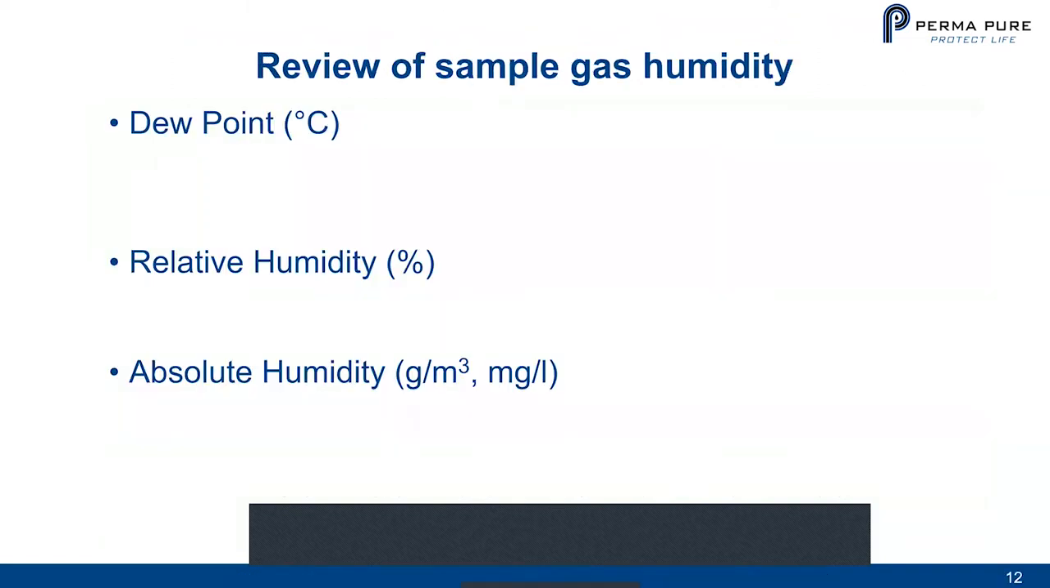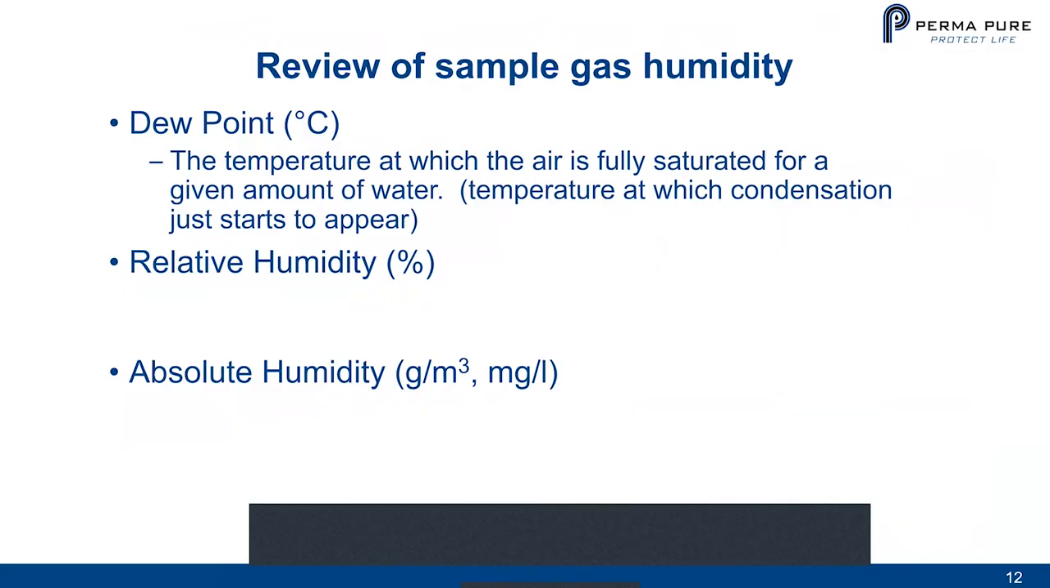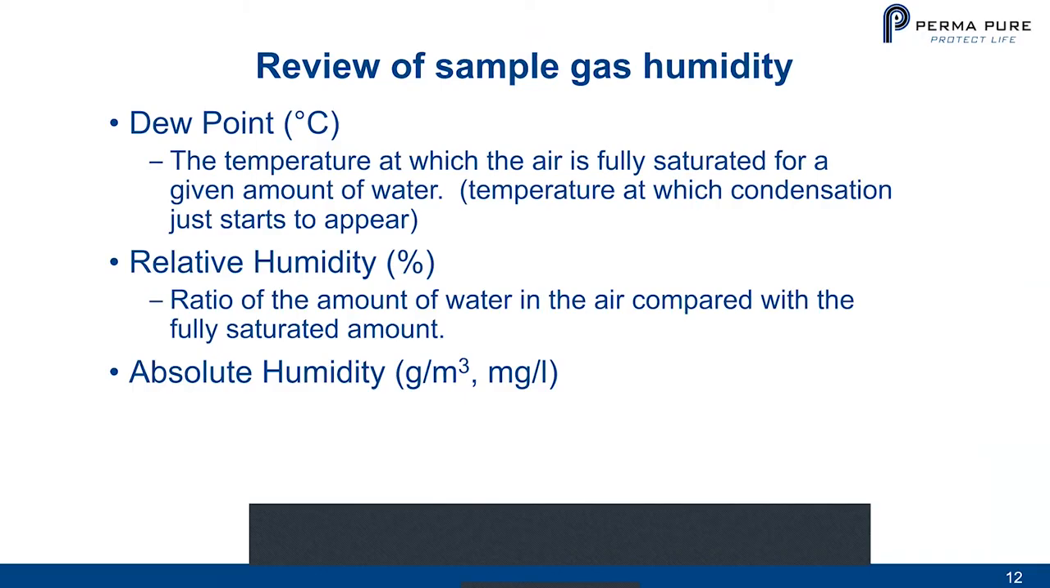So let's look at a review of sample gas humidity. The dew point is the temperature at which the air is fully saturated for a given amount of water, or the temperature at which condensation just starts to appear. Relative humidity is the ratio of the amount of water in the air compared with the fully saturated amount. And absolute humidity is the absolute amount, or the amount of water given in a volume of air. And as I've mentioned before, if we are using the atmospheric pressure as a baseline, then the absolute humidity and the dew point is directly related.